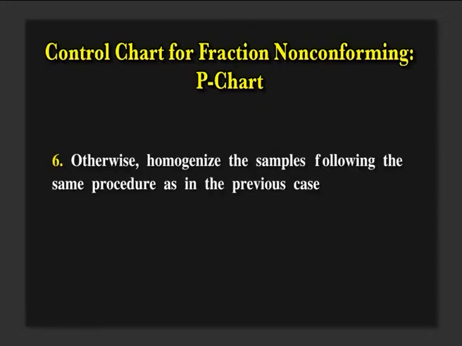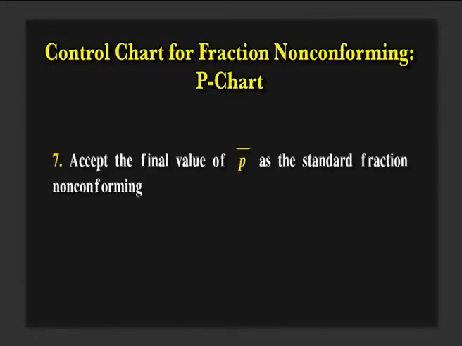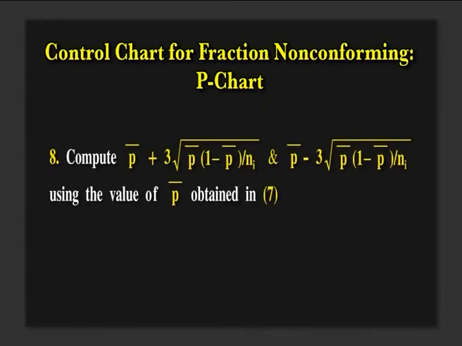Step 6. Otherwise, homogenize the samples following the same procedure as in the previous case. Step 7. Accept the final value as the standard fraction non-conforming p bar. Step 8. Compute p bar plus 3 times root of p bar into 1 minus p bar divided by Ni as UCL, and p bar minus 3 times root of p bar into 1 minus p bar divided by Ni as LCL, using the value of p bar obtained in step 7.